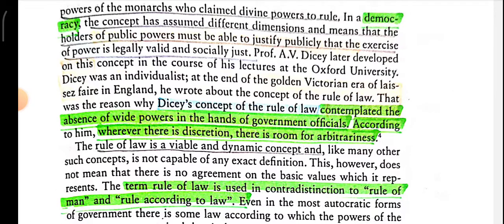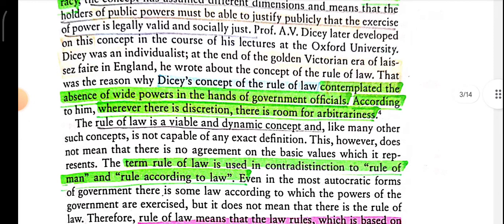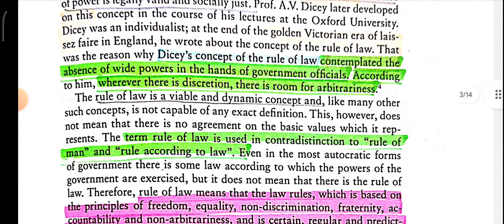The rule of law is a viable and dynamic concept. Like many other such concepts, it is not capable of any exact definition. This, however, does not mean that there is no agreement on the basic values which it represents. The term rule of law is used in contradiction to rule of man and rule according to law. Even in most autocratic forms of government, there is some law according to which the powers of the government are exercised. But it does not mean that there is the rule of law.